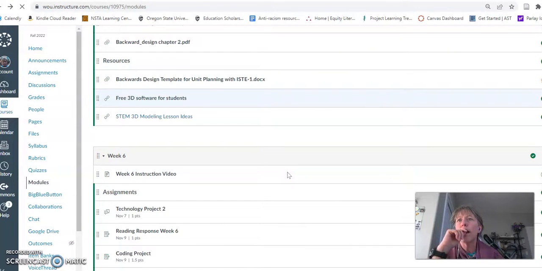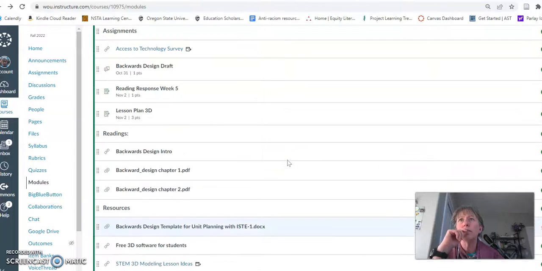So for week 5, those are the assignments that you'll be completing this week. If you have any questions, make sure to email me or sign up for office hours up at the top of the course shell, and have some fun thinking about and taking those ideas you had and making them more concrete in terms of lessons.